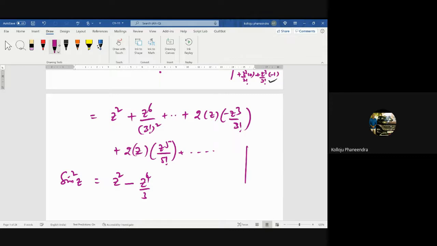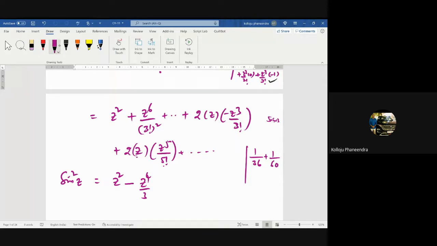This is z power 6, 1 by 3 factorial, 1/36. And plus, what about this one? 5 factorial means 5 4 3 2. 2 gets cancelled. So 20, 23 is 60. So 1 by 60 will be there. So z power 6, both are there.